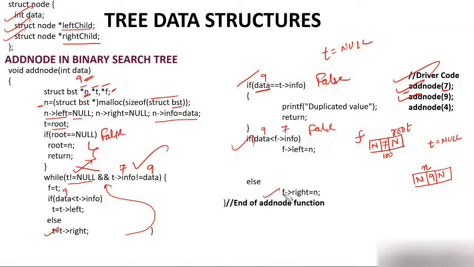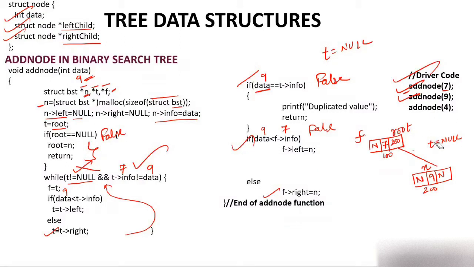What I am doing is that f right, this value, f right is having n. What is there in n? Suppose this address is 200, so n is having 200. So 200 will come here. You can see clearly this node is pointing to this node. So what has 9 become? 9 has become the right child of 7.